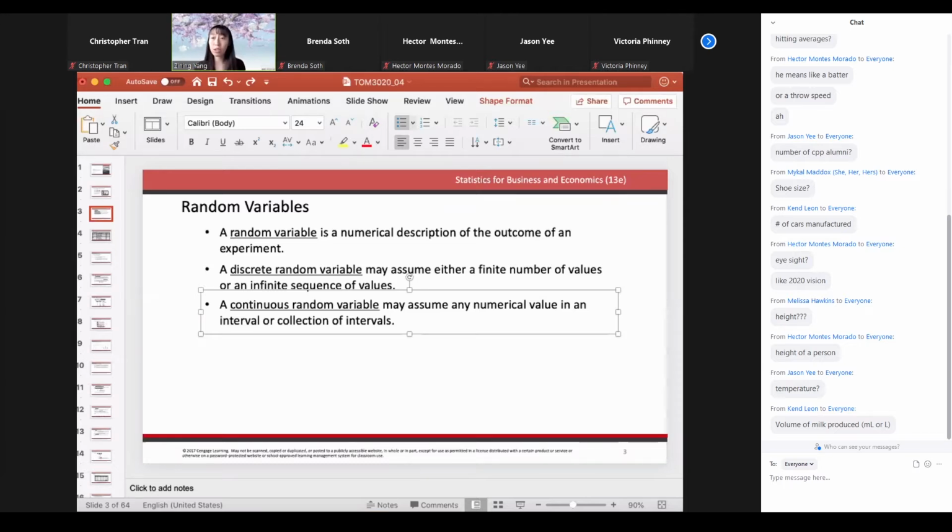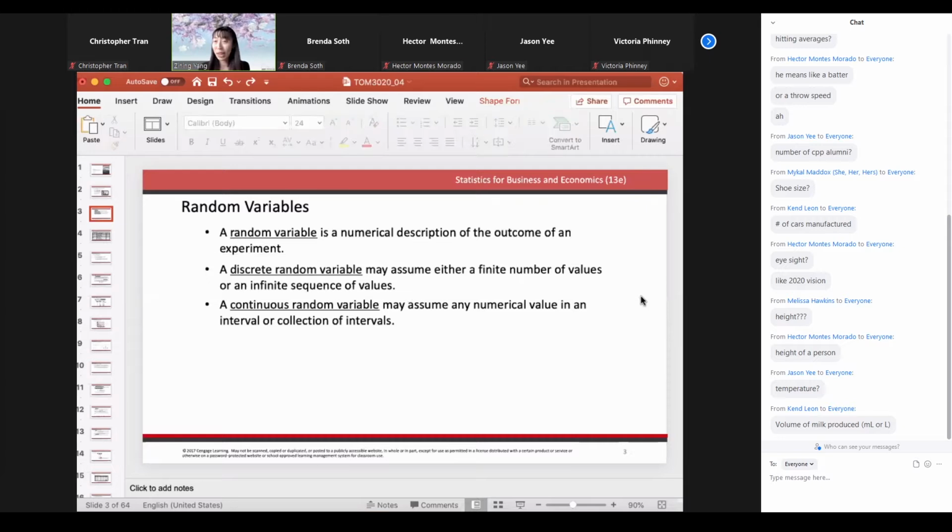And the easiest question you can ask yourself is, is there any value I can't take? If the answer is yes, there is a value or there are certain values you can't take, you have a discrete variable. If the answer is no, you can take any value, then you have a continuous variable. So that's how we want to differentiate and categorize the variables.